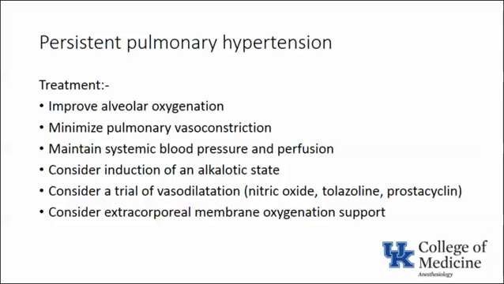Treatment: improve oxygenation, minimize pulmonary vasoconstriction. You can give a trial of vasodilating agents like nitric oxide, tolazoline, or prostacyclin. Tolazoline is an alpha sympathetic blocker. Always maintain systemic blood pressure and perfusion in these infants. In patients who are refractory, the treatment would be ECMO, extracorporeal membrane oxygenation support.